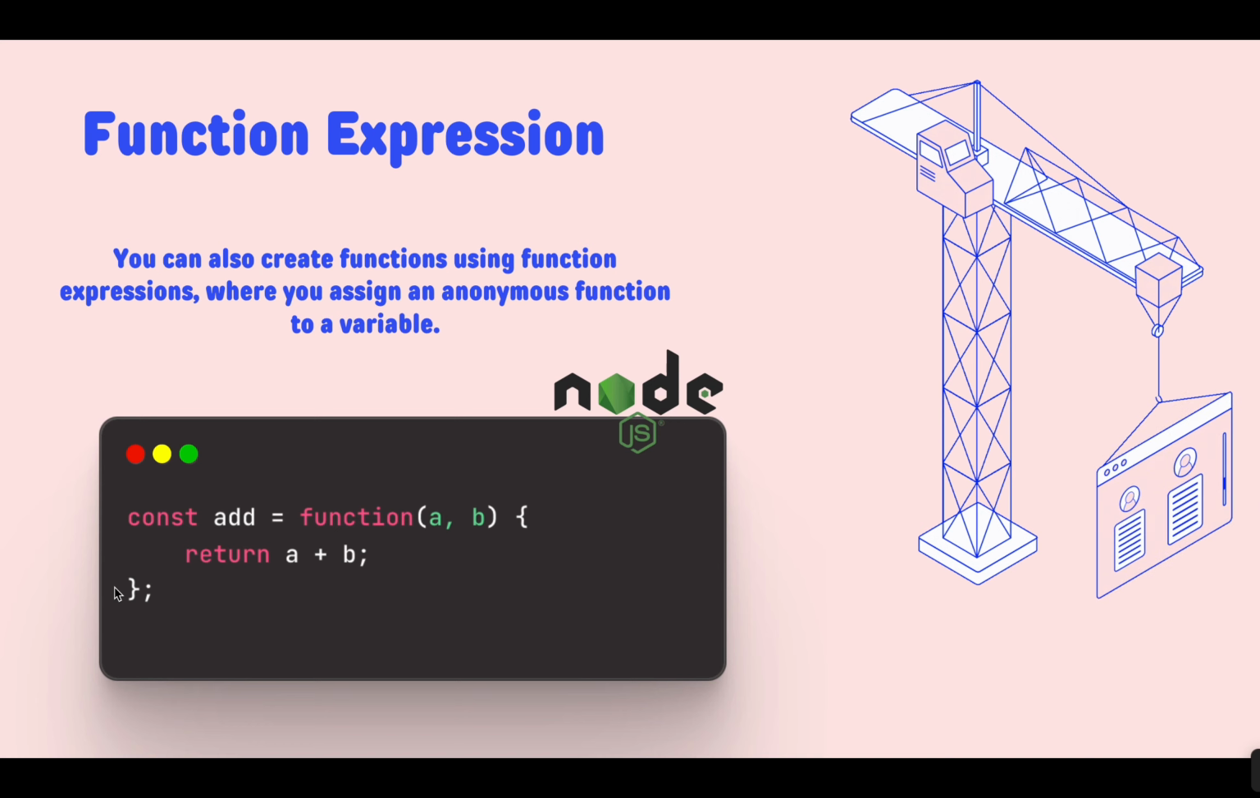Function expression is where you can assign an anonymous function to a variable. In this case you assign a function which adds up two numbers and you assign it to a constant called add, so you can easily reuse it anywhere else in the code that you like.